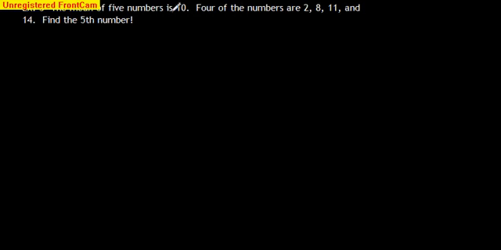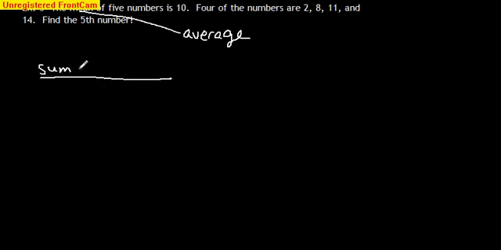The mean of 5 numbers is 10. So remember, the mean just means average. So the average of 5 numbers is 10. They're only going to give us 4 of them. So what we know is we're going to take all 5 numbers, the sum of the 5 numbers divided by 5 is going to equal 10.